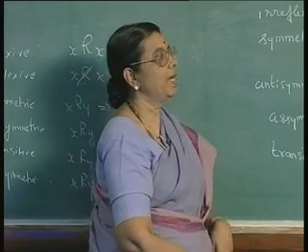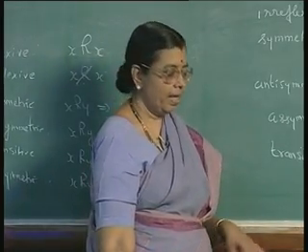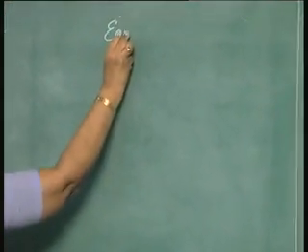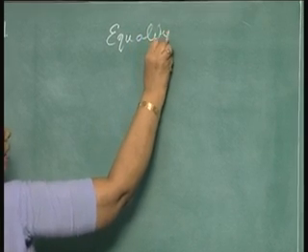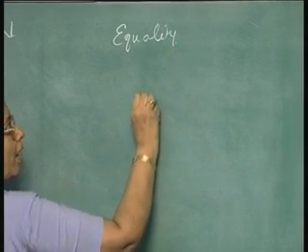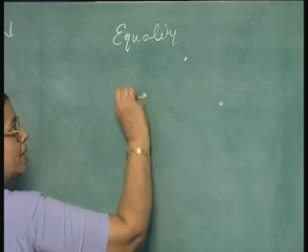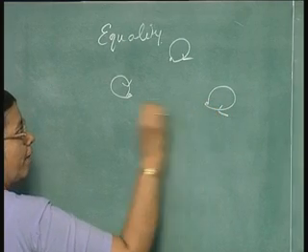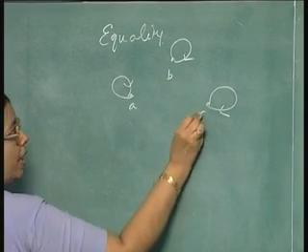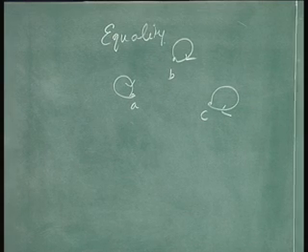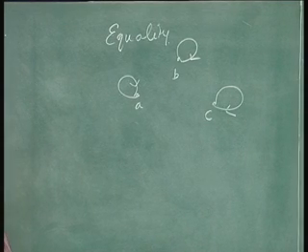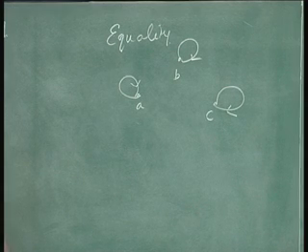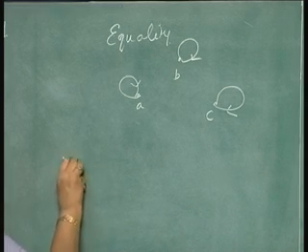Let us consider some relations and see what properties they have. Take the equality relation. Now, I will not take many elements, just 3 elements we will take. If you have 3 elements, say A, B, C, the equality relation on A, B, C will be represented like this. What are the properties it satisfies? Let me write down all the properties.